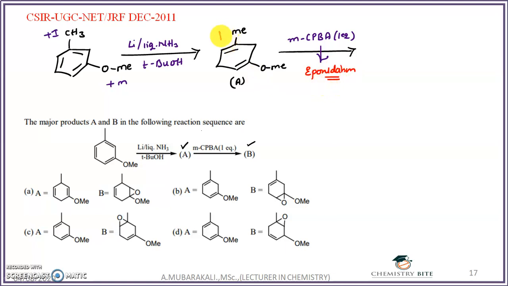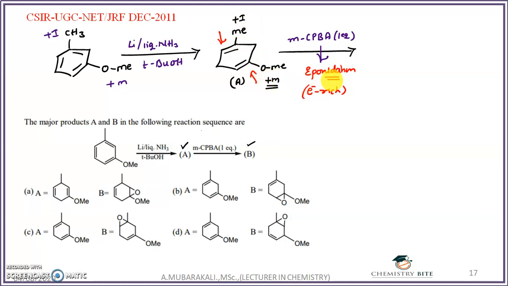Here you can see you are having two alkenes. One alkene was attached to the methyl, another alkene was attached to the methoxy. So which alkene will convert into the epoxide in this reaction? That alkene which is electron rich will convert into the epoxide. So which double bond has more electron density? Here this double bond is attached to the methyl, which is a plus I group, and this methoxy is the plus M group.